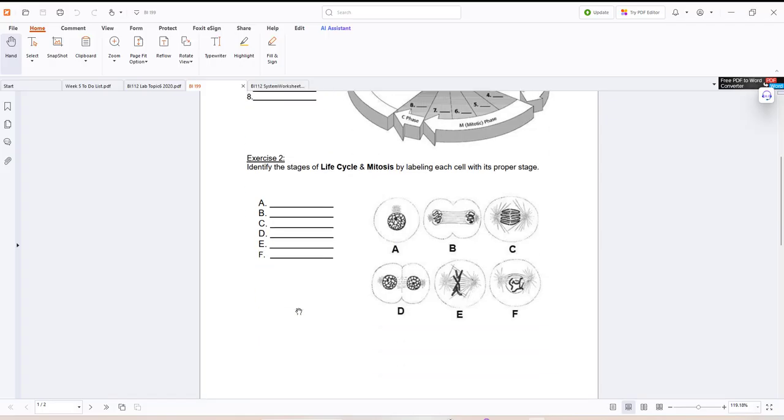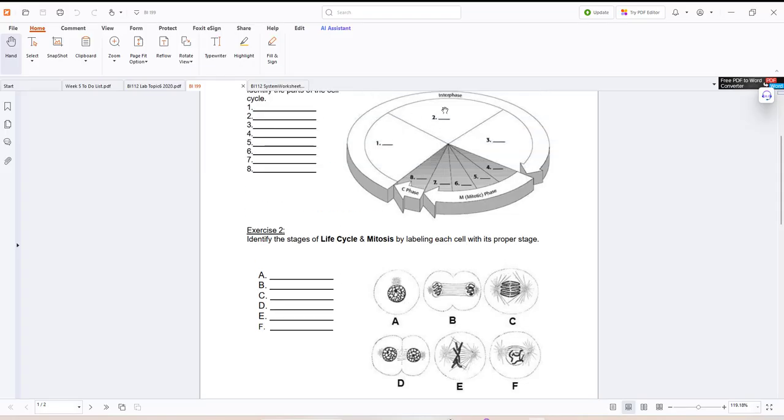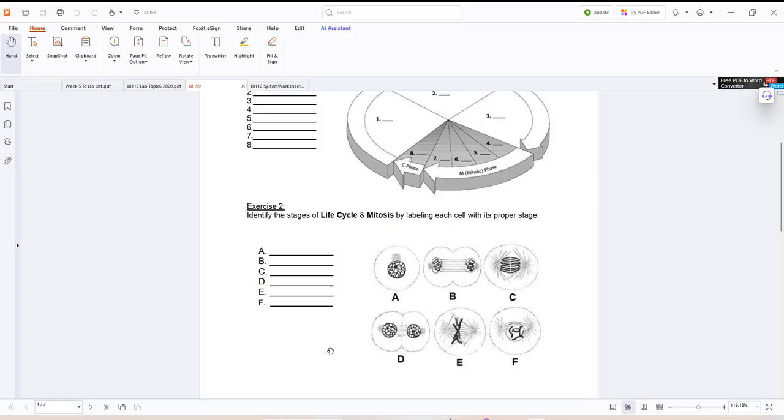Okay. And then in exercise 2, we're going to try to figure out what each of the figures over here, which stage those cells look like they are in. So it can either be a part of interphase or one of these phases. You could write interphase, or one of them could be cytokinesis, or one of them could be part of mitosis. So you could write anaphase, metaphase, whatever.